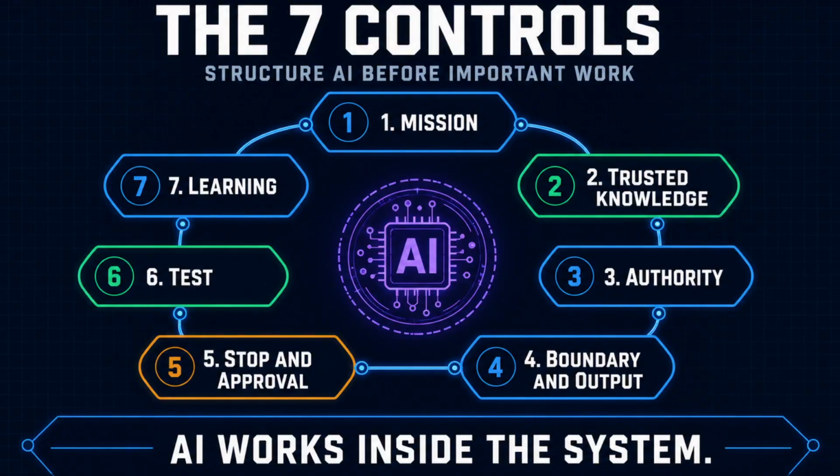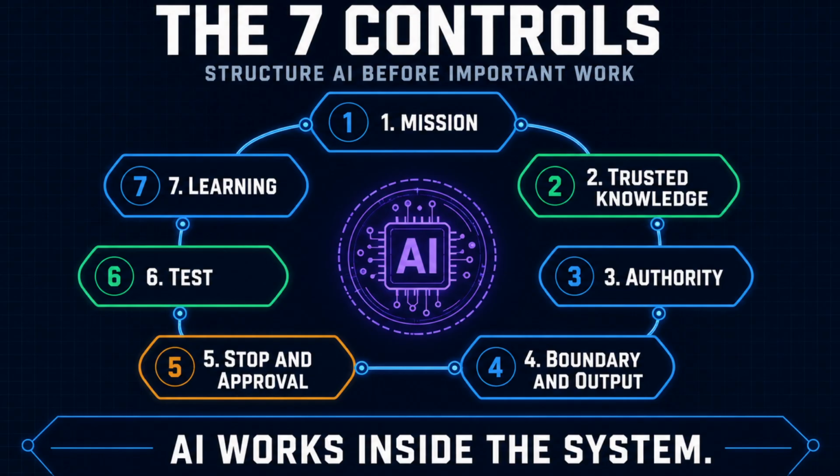The question is not only, can AI do this? The better question is, what system controls how the AI does this? In loop engineering, I think about 7 control points.